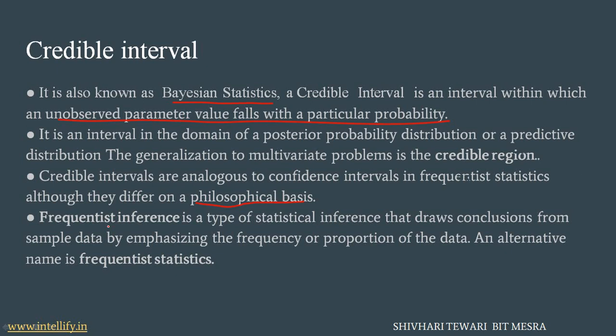Now, what is frequentist inference? Frequentist inference is a type of statistical inference that draws conclusions from sample data by emphasizing the frequency or proportion of the data. An alternative name is frequentist statistics. That means it is a kind of statistical inference that draws conclusions from sample data by emphasizing the frequency or proportion of that particular data. So this kind of inference is known as frequentist inference.